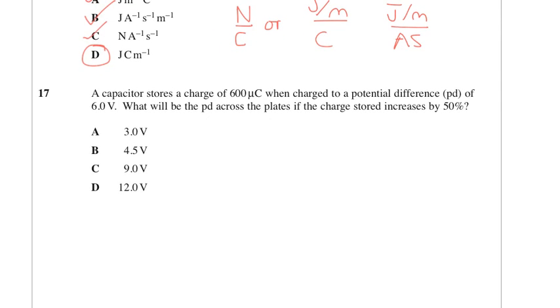A capacitor stores a charge of 600 microcoulombs when charged to a potential difference of 6 volts. What will be the potential difference across the plates if the charge stored increases by 50%? So Q, you have 1.5 Q, which means you have 1.5 V. So that's going to be 6 times 1.5, which is going to be 9 volts.